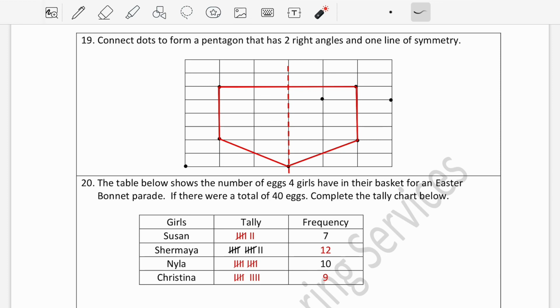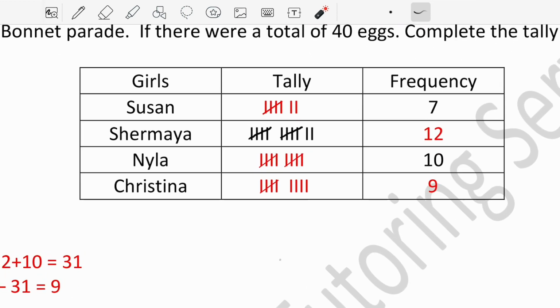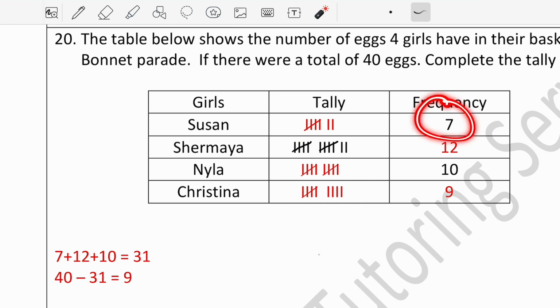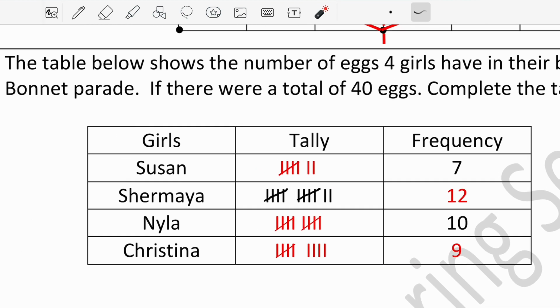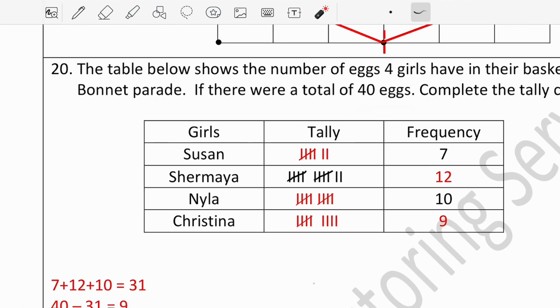Lastly, complete a table. So a number or a frequency of 7 can be written as this. Right, 5 plus 5 plus 2 is 12. Right, 10 can be written like this if we tally. And how did we get this last line? Well, we know that in total there is 40. We add these together, we'll get 31. 40 minus 31 is 9.